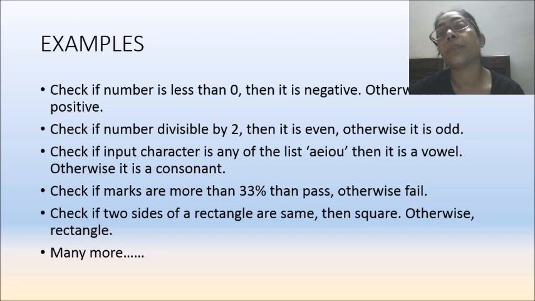Here are a few examples where such conditional statements are useful. Take this first example and it will make the concept very clear. Suppose we want to check a number. If the number is less than 0, then you want to display that it is a negative number, or else a positive number. So suppose we read a number from the user. You take input from the user and you want to display negative or positive, depending on the value.